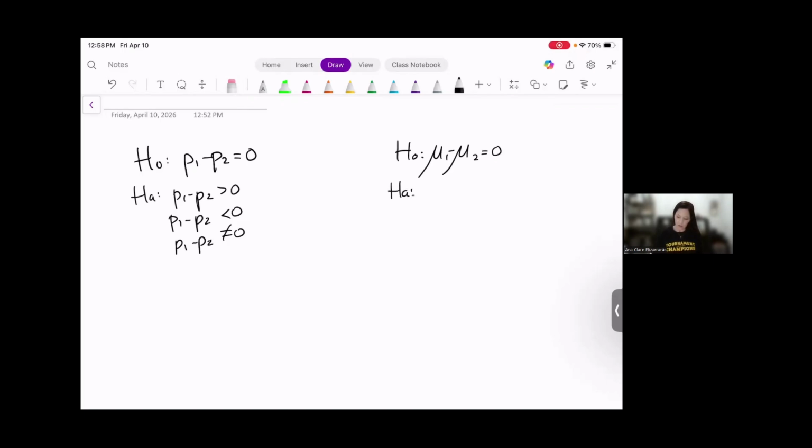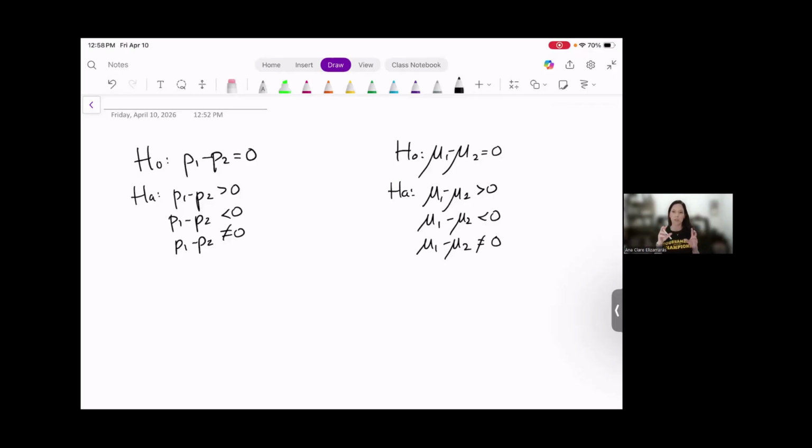Some other conventions might use not equal to, less than, or equal to. We're not doing that. We are assuming equality in the null hypothesis and going from there.